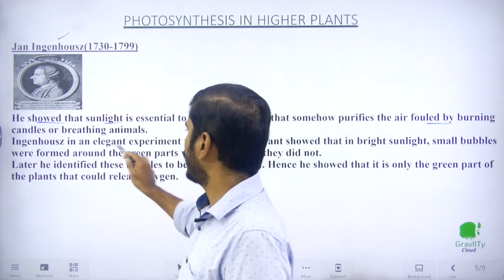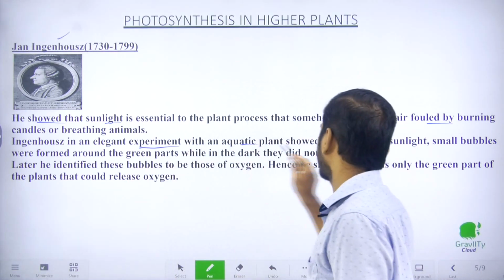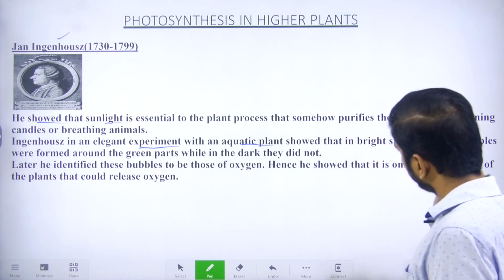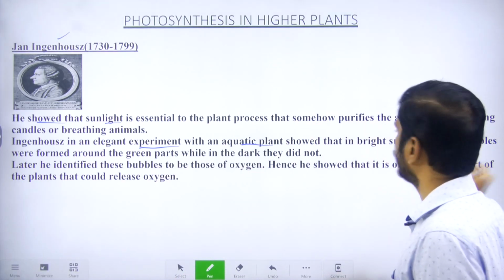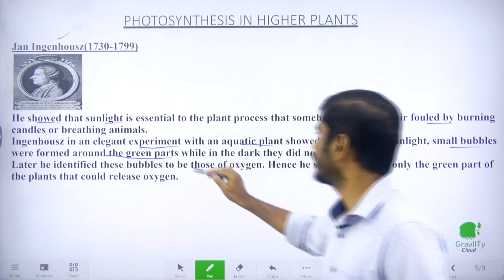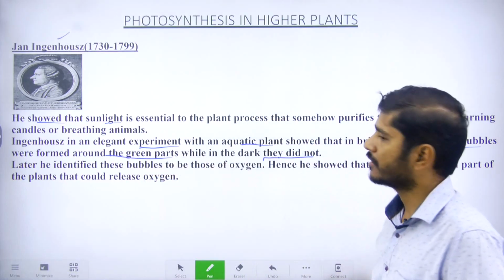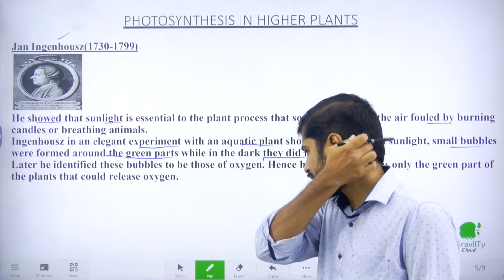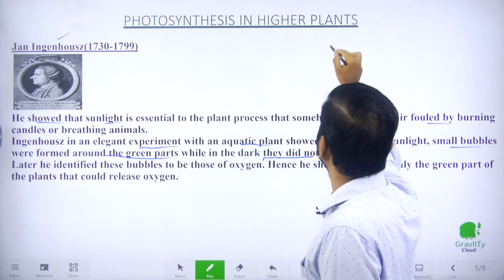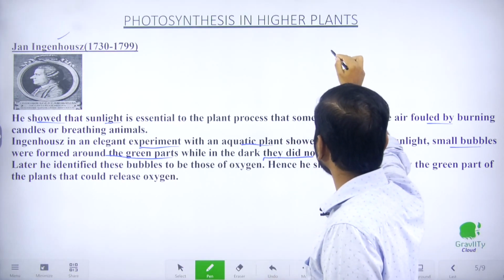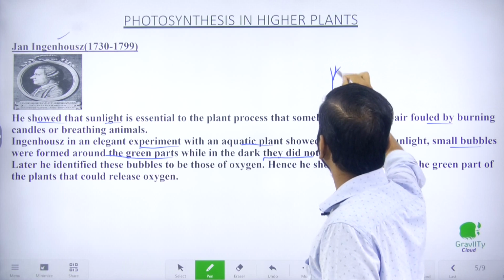So he had an experiment with aquatic plants. What he showed was that in bright light, small bubbles were formed around the green parts, while in the dark they did not. You might have come across this hydrilla plant experiment. Right. It was a hydrilla plant placed in water.